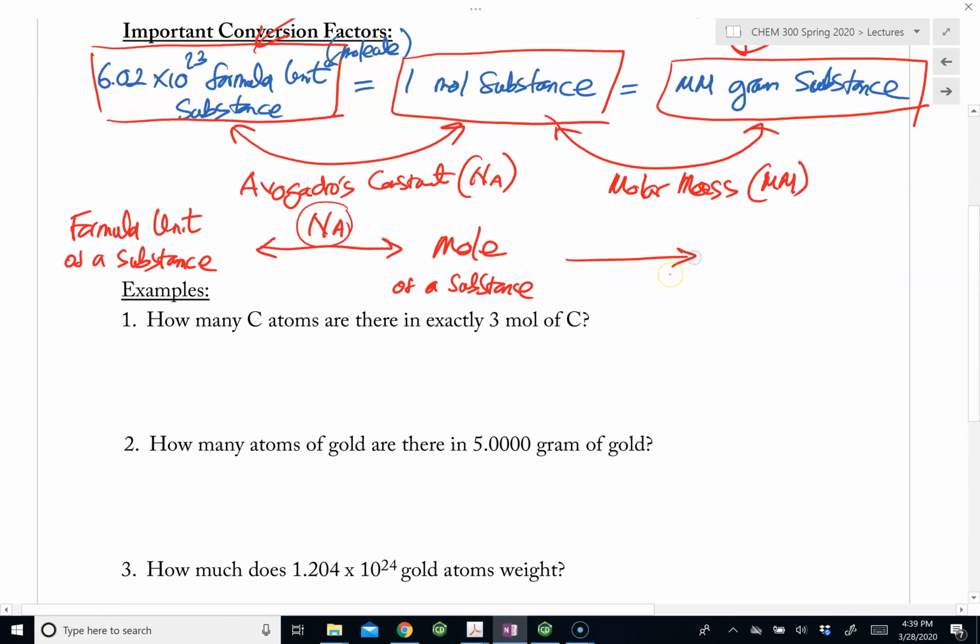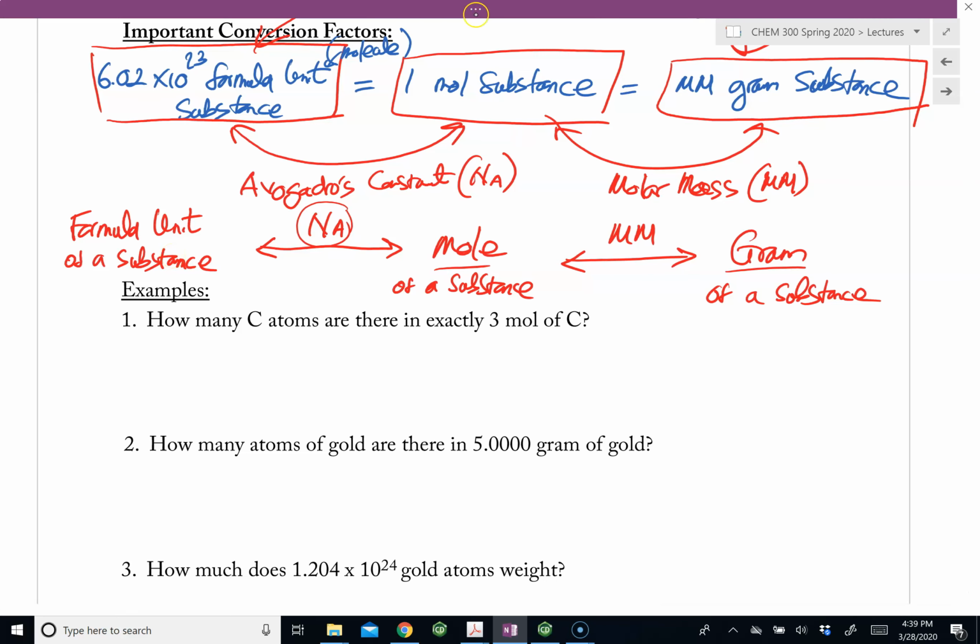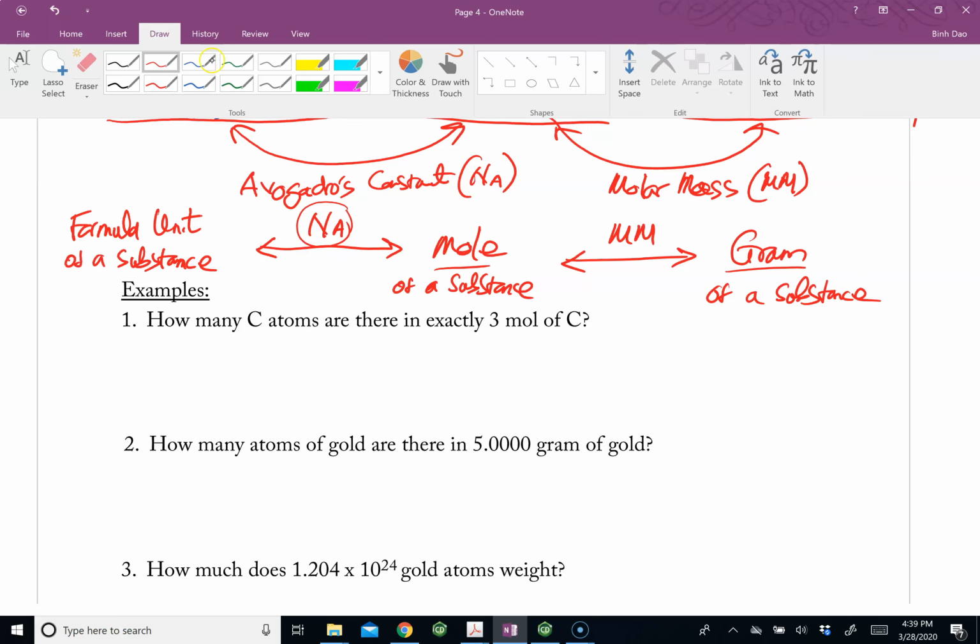And similarly, once we have mole of a substance already, we can then convert this into gram of a substance, or mass of a substance, by using the molar mass as the conversion factor. And similarly, this can be reciprocal. If we were to start from gram of a substance, we can convert this back into mole, and from mole go back into formula unit. So that's how we will be able to convert among these 3 variables.